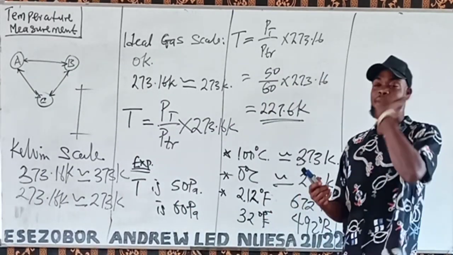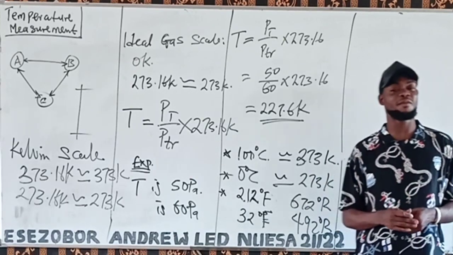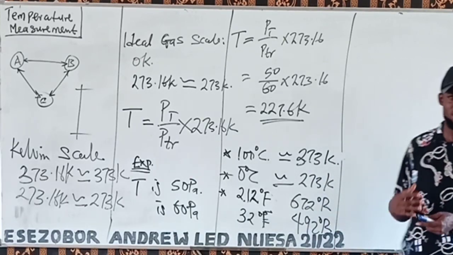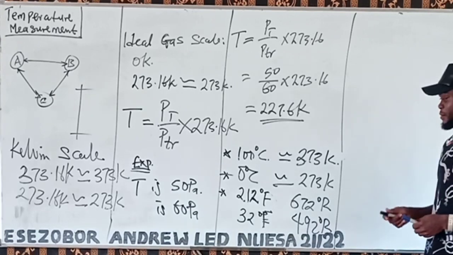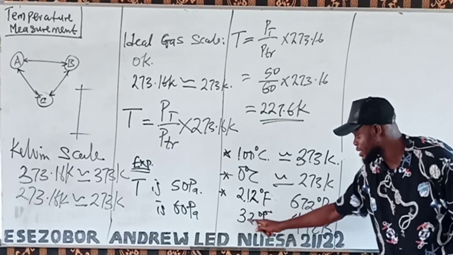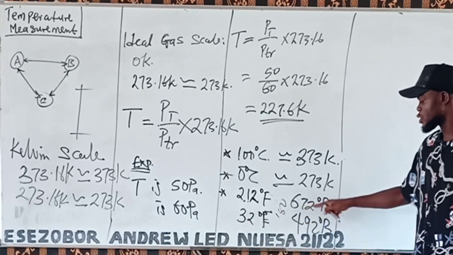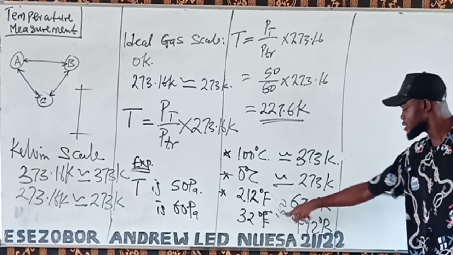Fundamental interval is the difference between the upper and lower fixed point of the temperature scale. For example, what is the difference between this and this? 212 minus 32, that's 180. What is the difference between this and this? 672 minus 492 is still 180.